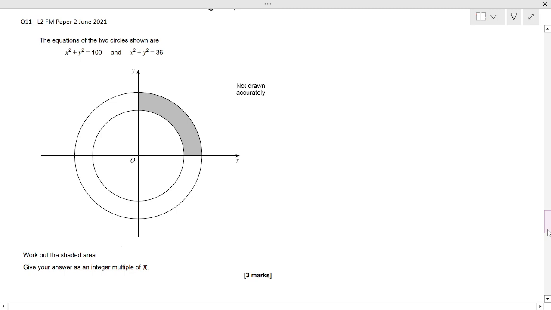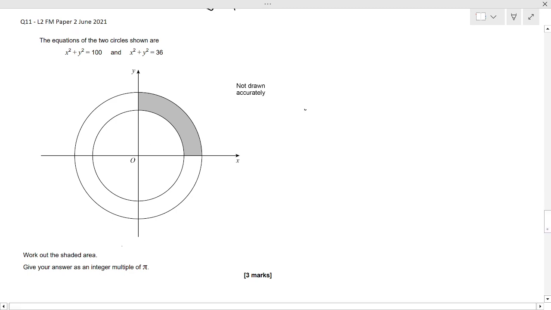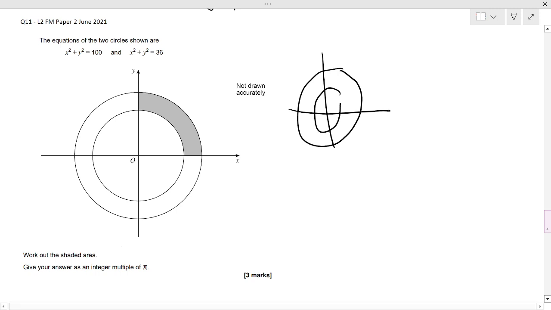Okay, question 11. We've got the equation of the two circles. We need to find the area of the shaded region, which is going to be here, right? Well, how are we going to do this? Well, I notice this essentially is a composition of two circles. Rather, I've shown it here. The big circle here, and then we have a smaller circle inside of it, right?